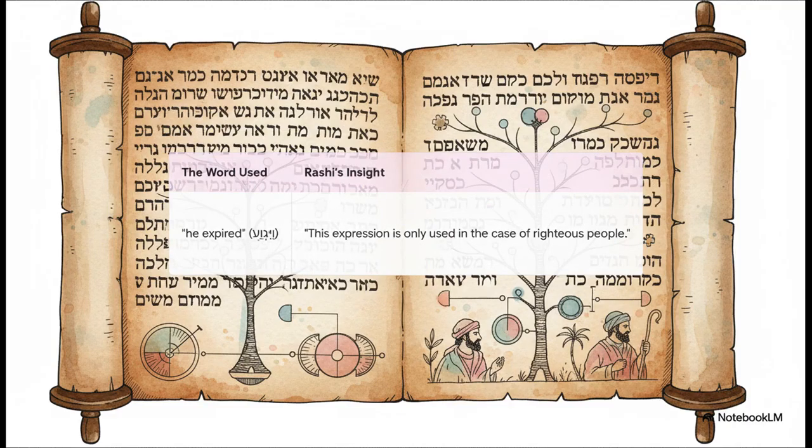So when it describes Ishmael's death, the text says he expired and died. And again, Rashi notices something incredible. He points out that the specific Hebrew word used for expired, vaigava, isn't just any word. He says, and I'm quoting here, "this expression is only used in the case of righteous people." Wow, think about that. The text is quietly, subtly telling us that Ishmael, a character who can be pretty controversial, died a righteous man. One single word totally changes how we see his entire life.